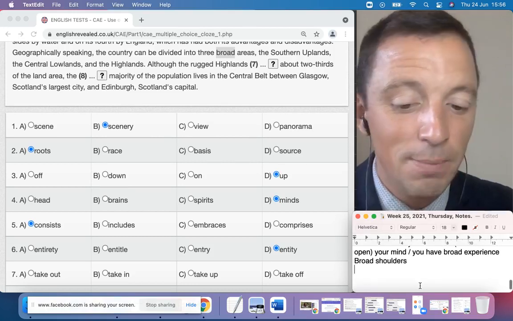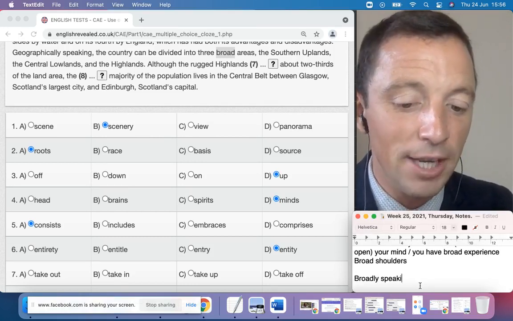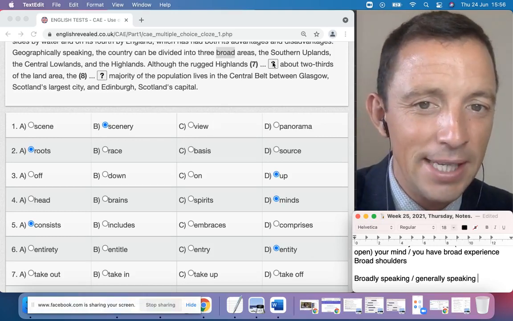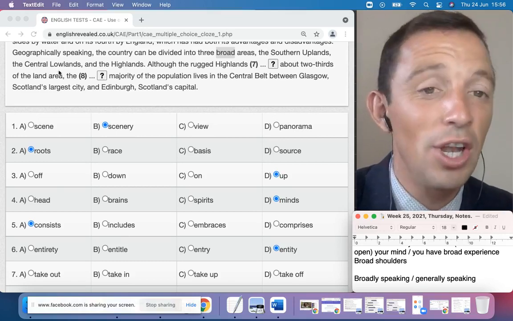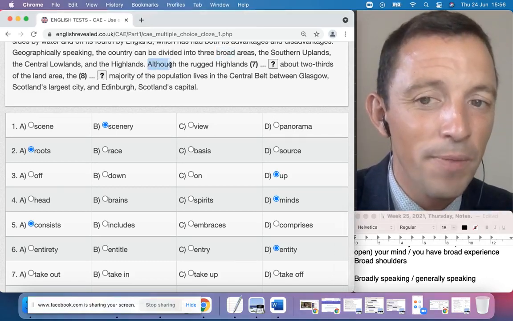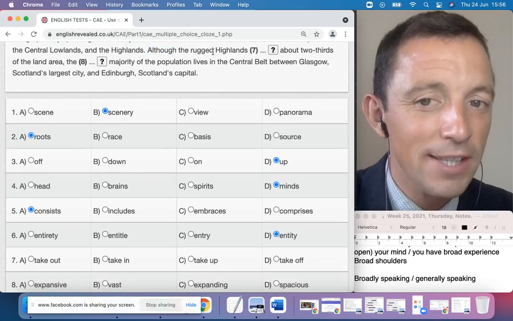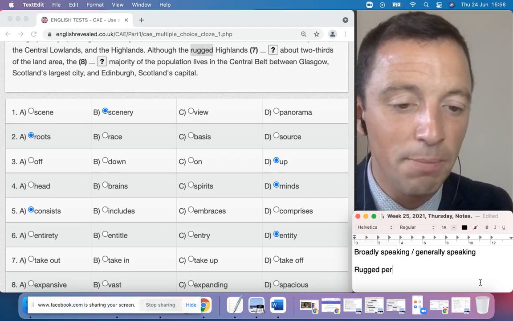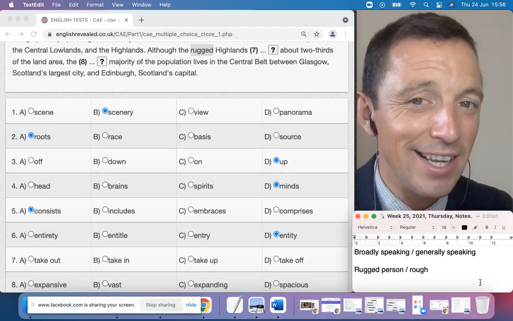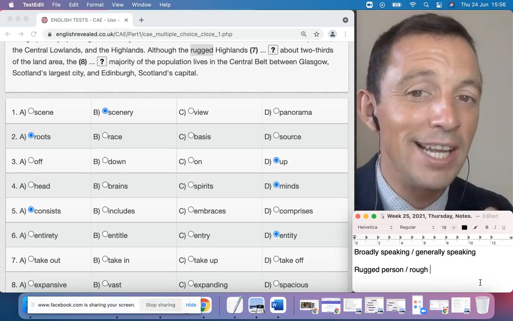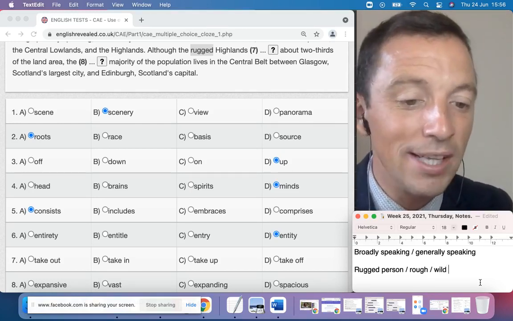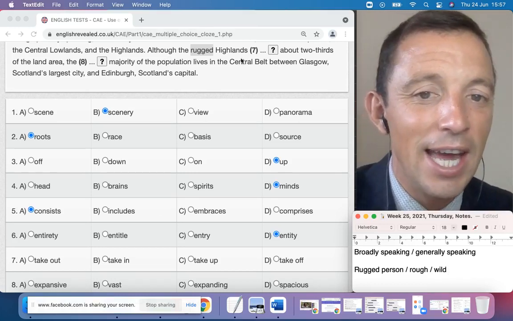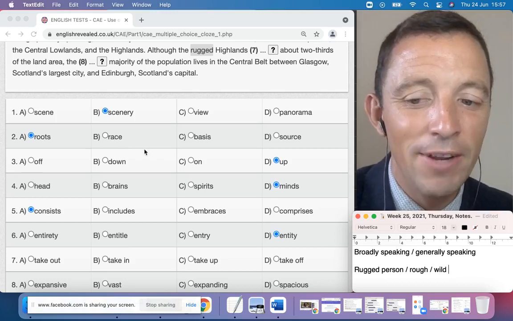So you can say broadly speaking, which means maybe generally speaking. Okay, and that means the southern uplands, the central lowlands, and the highlands. Although, aunque in Espanol, rugged, very, very difficult vocabulary. Rugged is like very rough. Okay, rugged person. It's like very rough. It's like disorganized, untidy. So the landscape or the highland is like very wild, almost salvaje, very, very wild. Okay, so rugged highlands. Something about 2/3 of the land area.